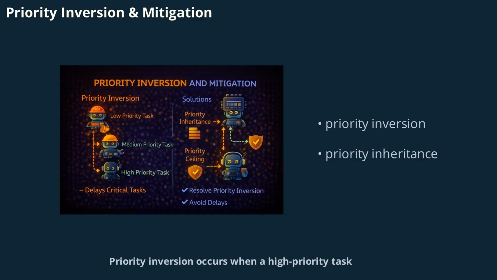Priority inversion occurs when a high-priority task is indirectly preempted by a lower-priority task, often due to resource contention. This can lead to missed deadlines in real-time systems. Mitigation strategies include priority inheritance, where the lower-priority task temporarily inherits a higher priority, and priority ceiling protocols. Careful design of task interactions and resource sharing is essential to prevent priority inversion and ensure system reliability.